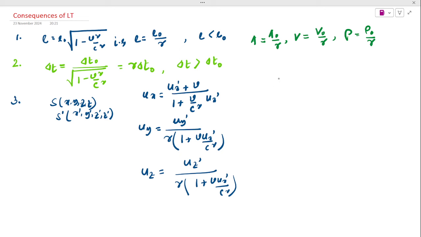And the reverse should be in the form of just plus changed to minus, and here should be dashed. This should be minus here, this should be minus here, this should be dashed. Basically this represents the inverse transform.